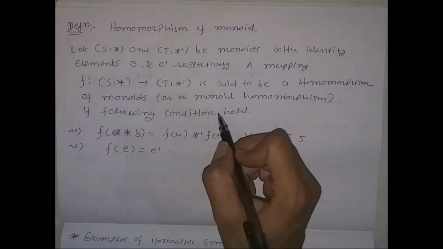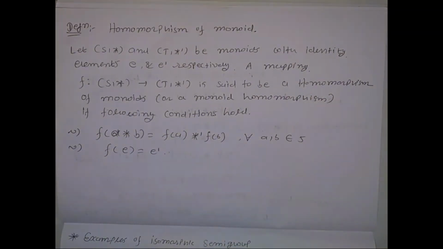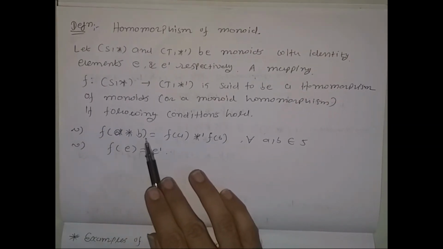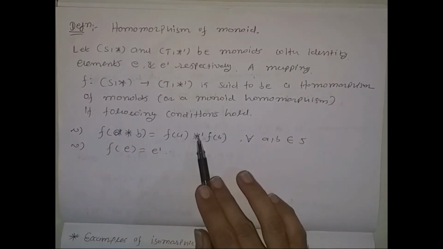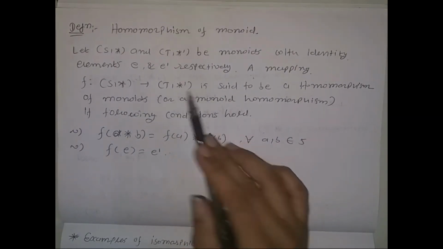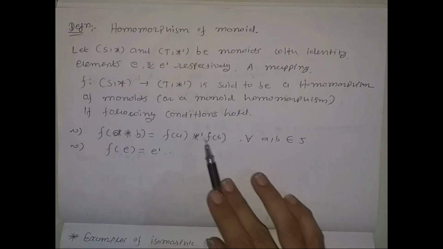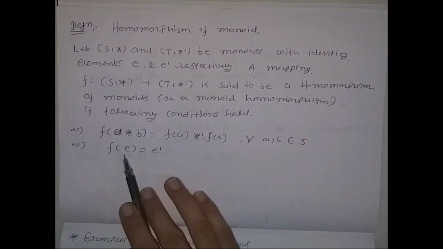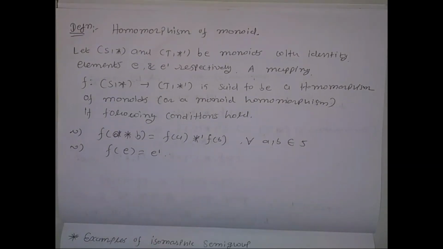First of all, f of a star b is equal to f of a star dash f of b, for all a, b belongs to S. Here star dash is the binary operation of our codomain. And f of e is equal to e dash. So this is the definition for the homomorphism of monoid.